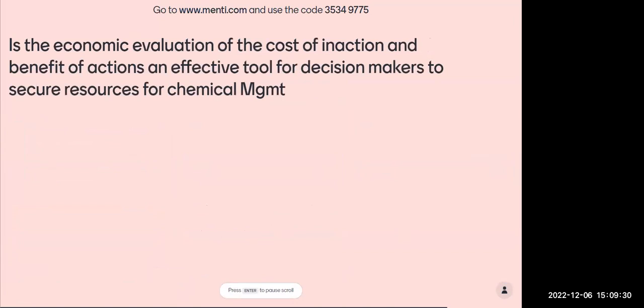So the next one is: the economic evaluation of the cost of inaction and benefits of actions, an effective tool for decision makers. Do you think that's the case? Do indicate your country again in your response. Thanks.